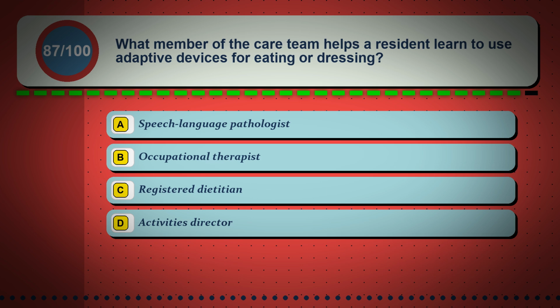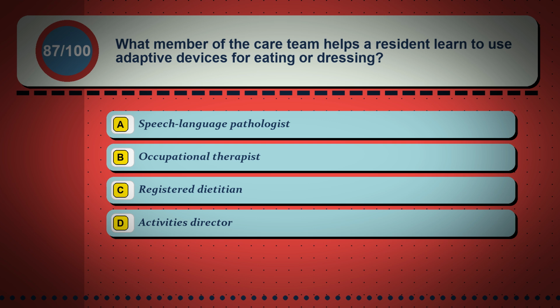Question 87. What member of the care team helps a resident learn to use adaptive devices for eating or dressing? Option A. A speech-language pathologist. Option B. Occupational therapist. Option C. Registered dietitian. Option D. Activities director.